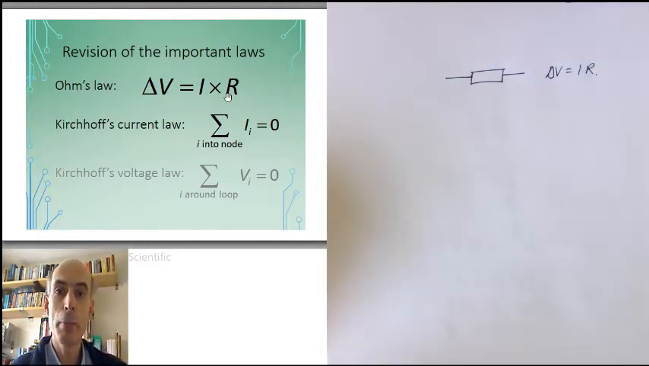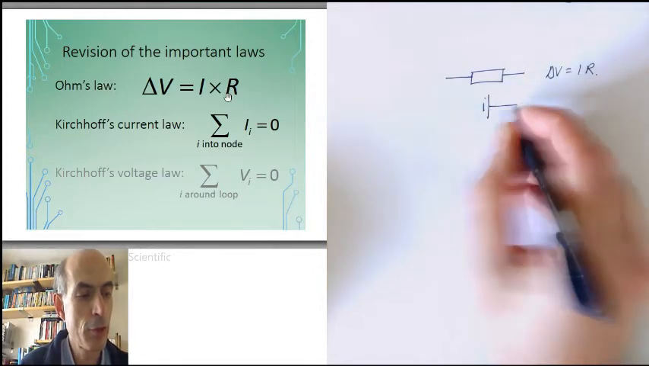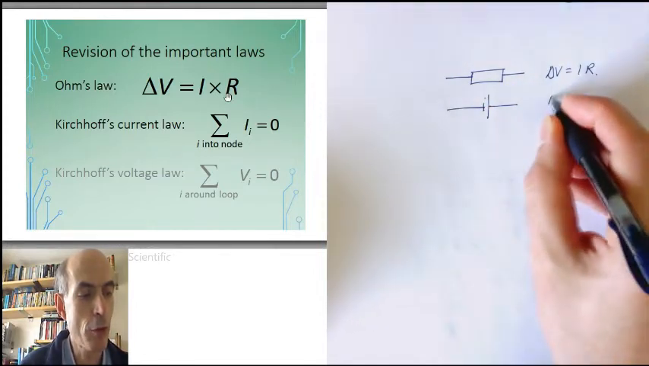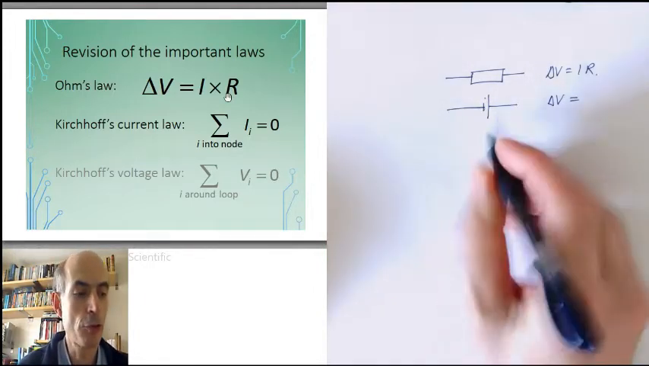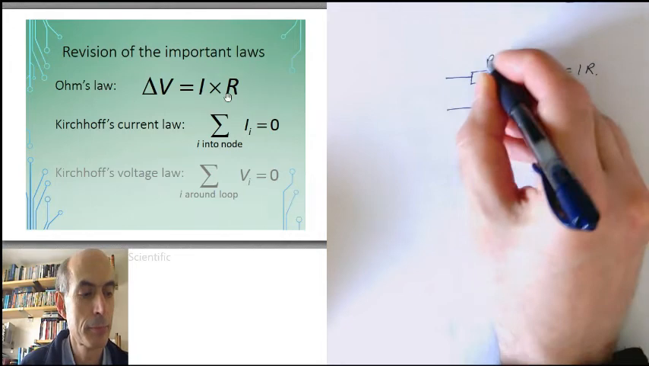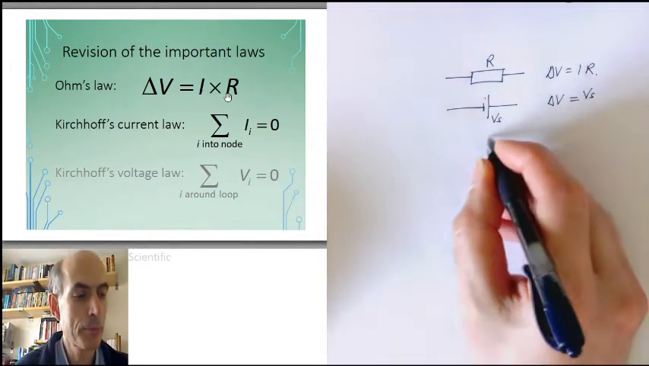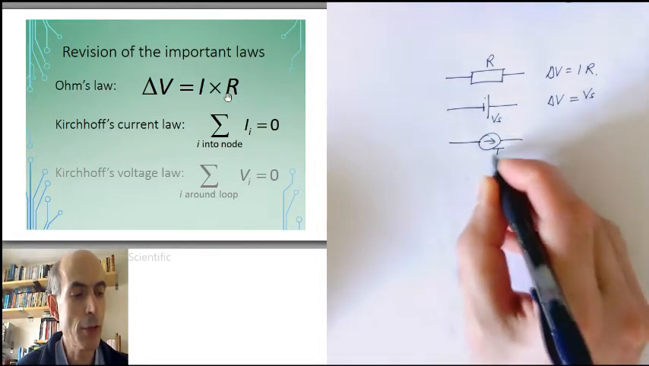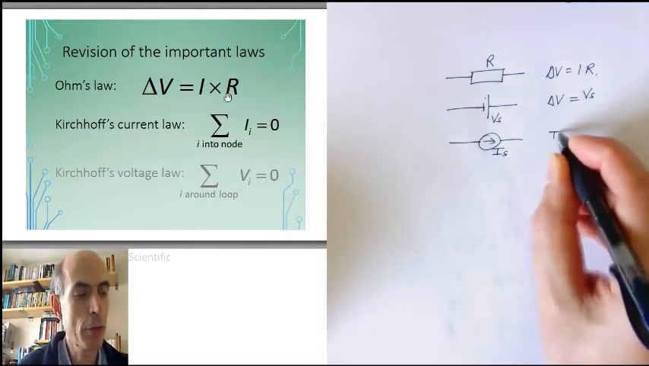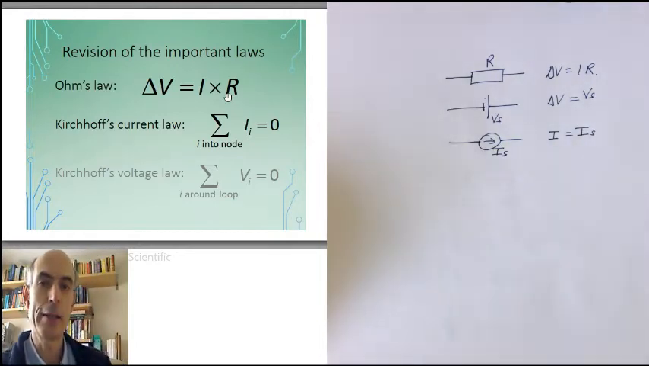We also know about voltage sources. For a voltage source, the change in the voltage from one side to the other is equal to the value of the voltage source. We've come across current sources as well. For a current source of magnitude IS, we know that the current flowing through it is equal to the magnitude of the current source IS.